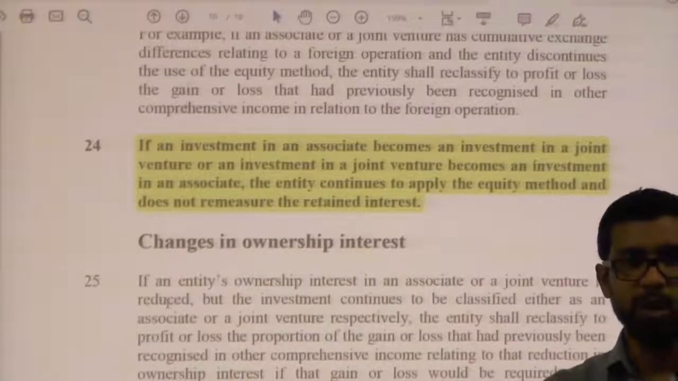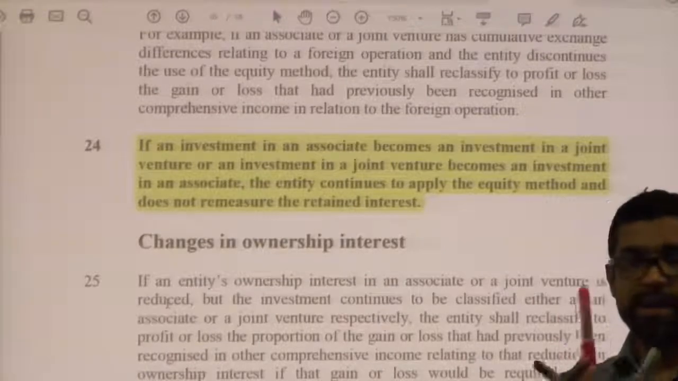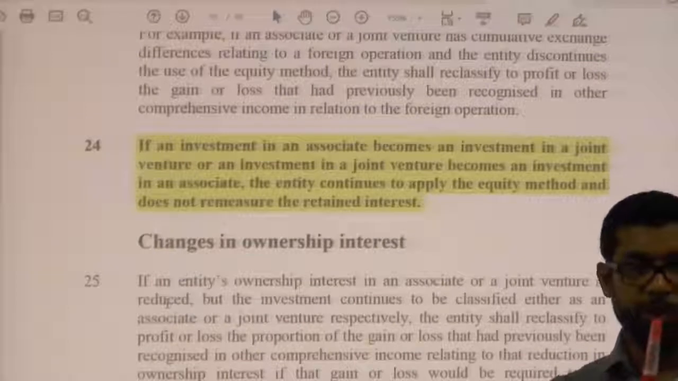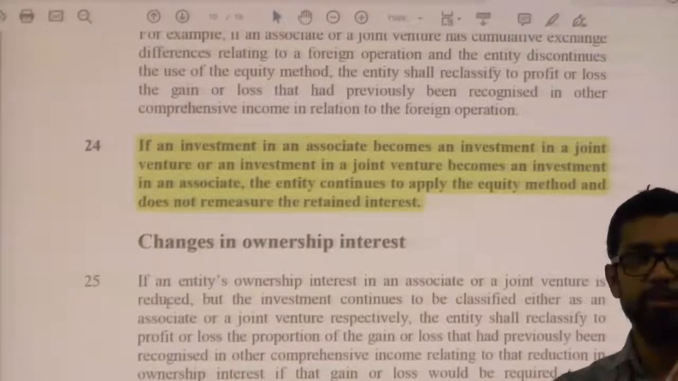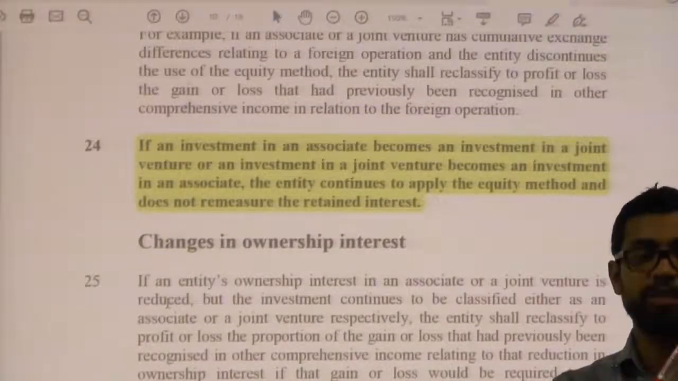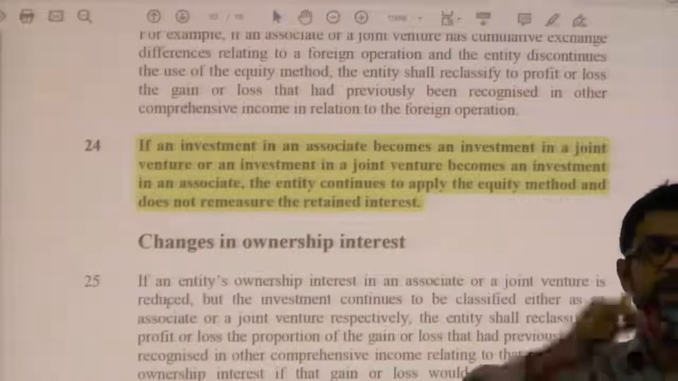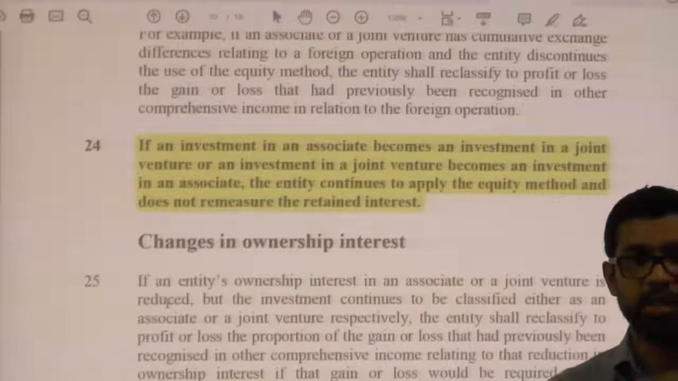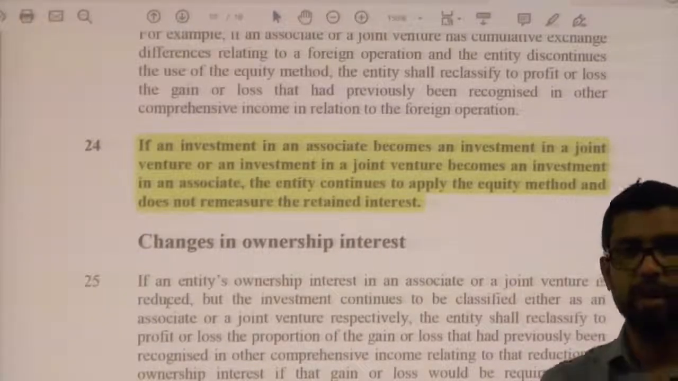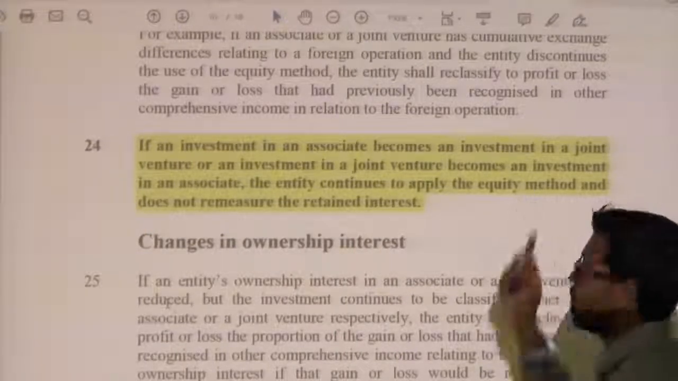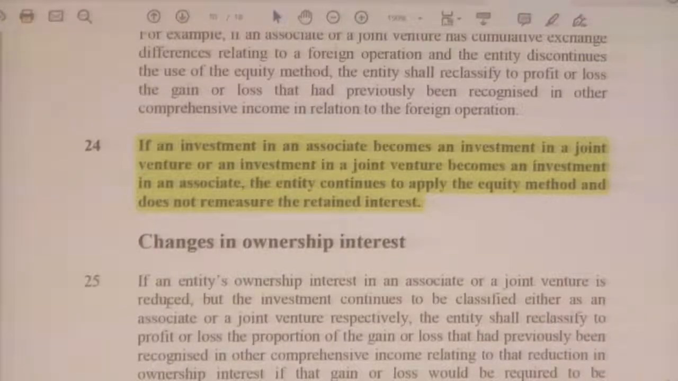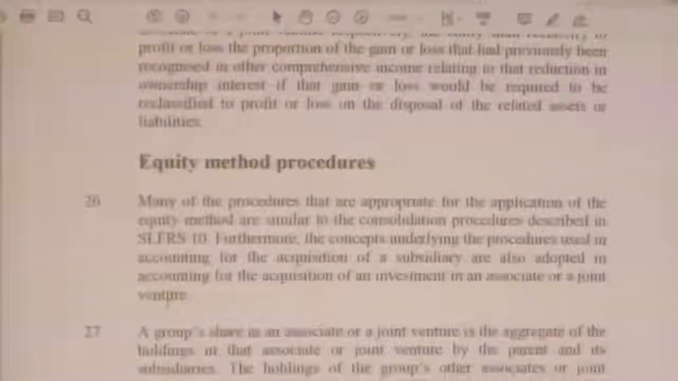Both ways are possible, no? So far red is an associate of black. From tomorrow onwards red is a subsidiary of black. Not subsidiary, joint venture. An associate converted into a joint venture, or a joint venture converted into an associate. Both ways you apply the equity method for both, therefore there is no change in the accounting treatment. Only the share of profit you will take, whether associate or joint venture.